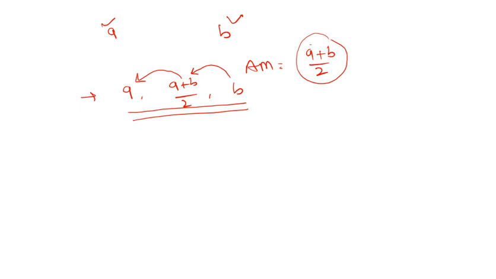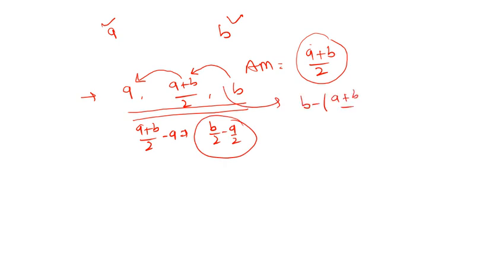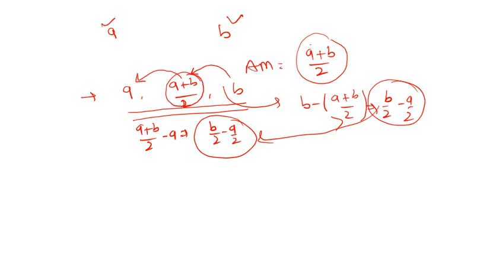So you discuss it: (a plus b) by 2 minus a, then you will get b by 2 minus a by 2, correct? And here you will get b minus (a plus b) by 2. If you solve it, here also you will get b by 2 minus a by 2. So definitely it is going to be an arithmetical progression, correct? So how have we formed it? We have formed an arithmetical progression by putting AM in between a and b. Even though we did not know what type of numbers a and b are, still by using AM in between these two, we have created an arithmetical progression.